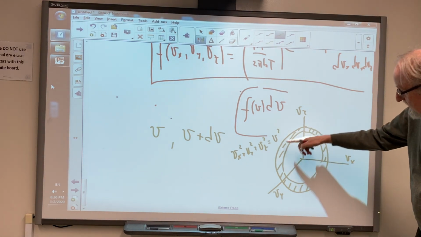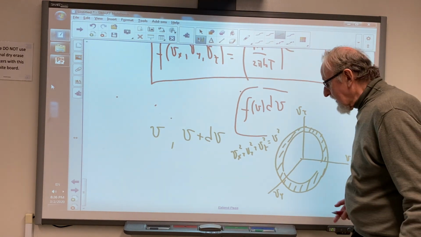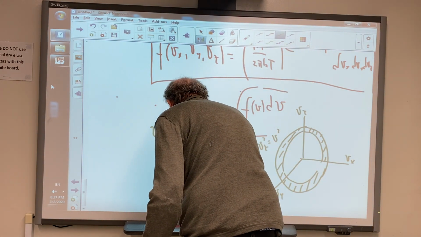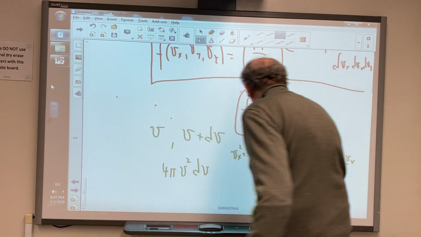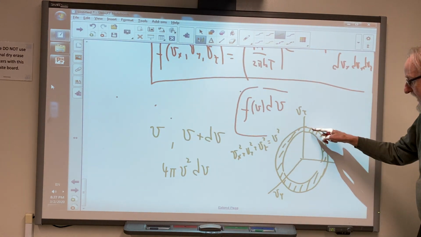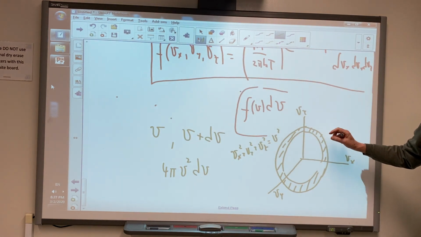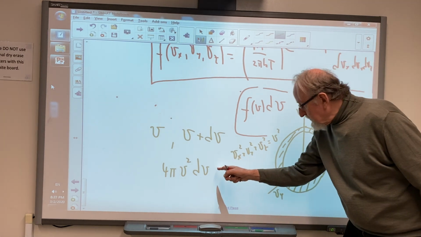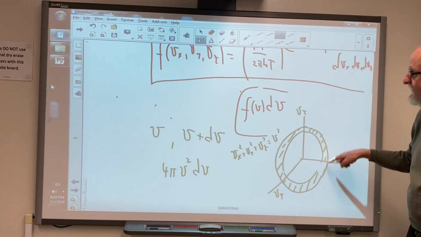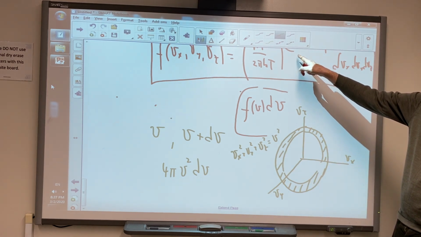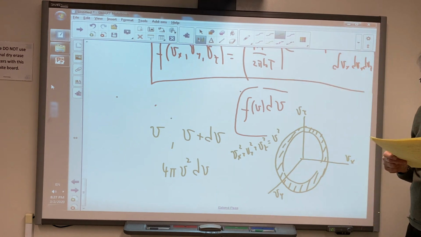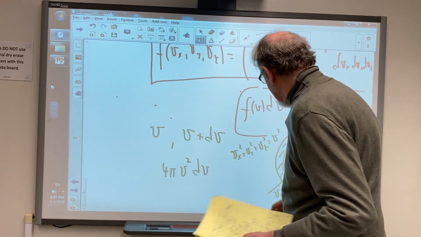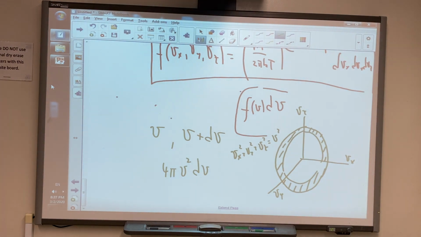So I need to write the volume of this spherical shell, which we know is 4 pi v squared dv, because 4 pi v squared is the area of the sphere and the thickness is dv. And I have to multiply that by the number of states that fall there, which are given by this expression. So all in all, that's what the picture here was showing.